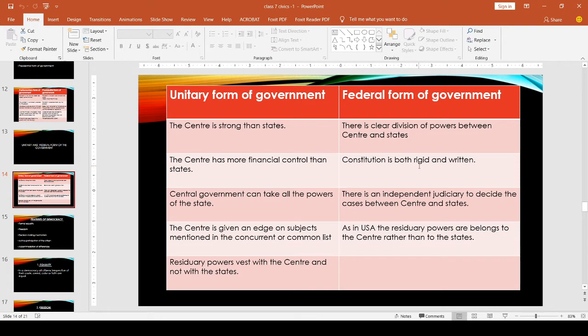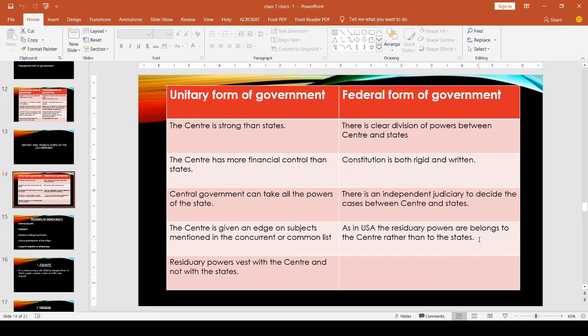There is an independent judiciary to decide the cases between central and state. We know that both the central government and state government are independent and the powers are also divided between the central and state. So there is an independent judiciary also. What is judiciary? Yes, the courts. So there are separate courts for the central and state government to solve the cases, to solve the problems. Okay. The last one, as in USA, the residuary powers belong to center rather than to the state.